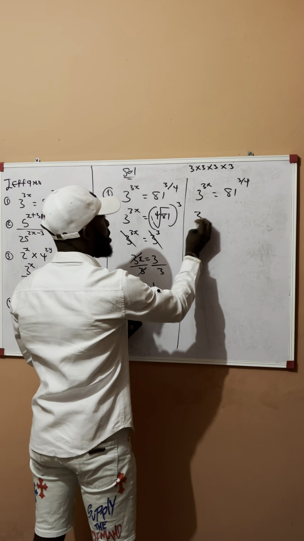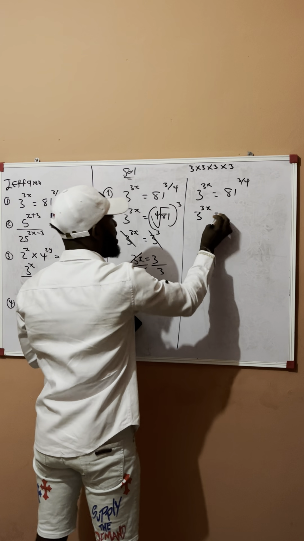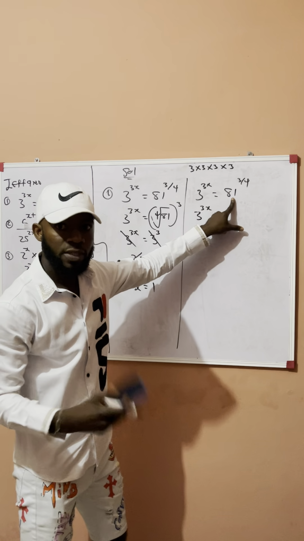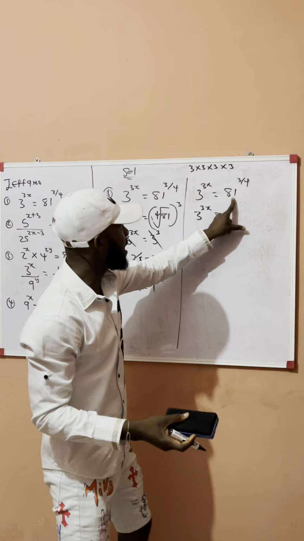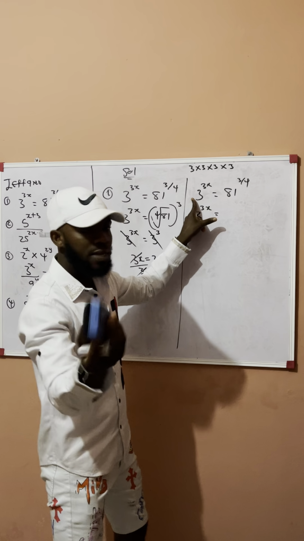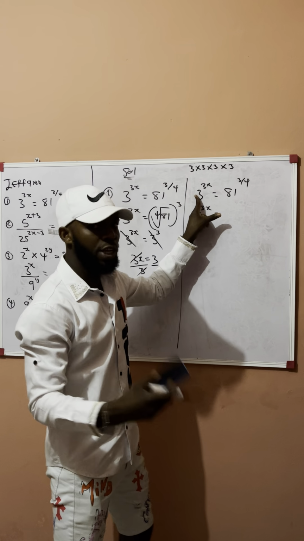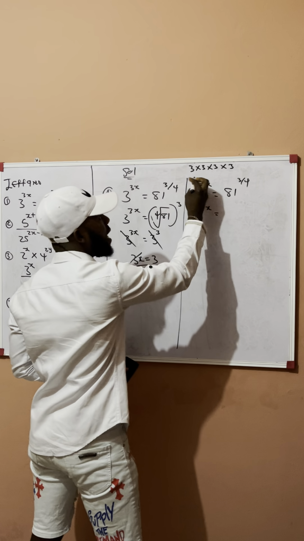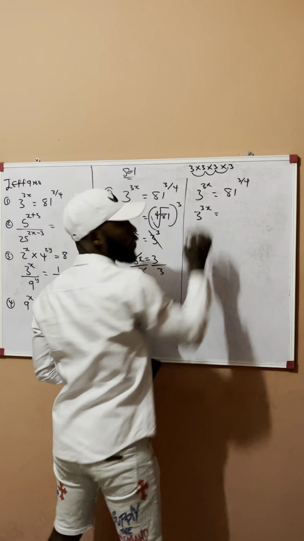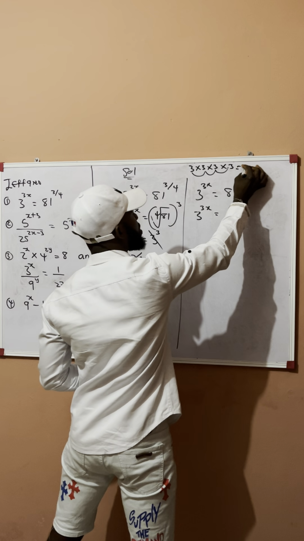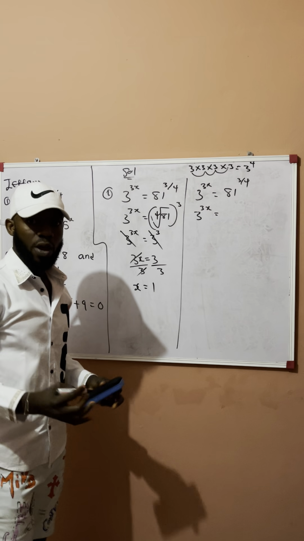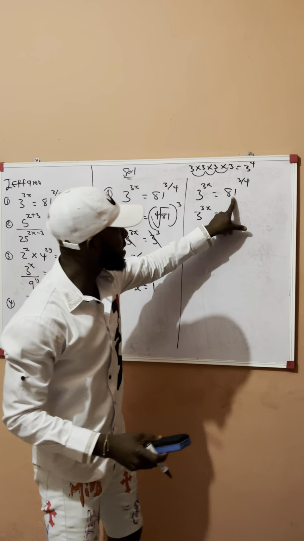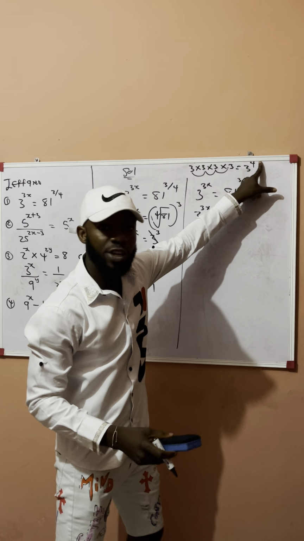Now, this is 3 raised to the power of 3x. Now, the question is, my base here is 3, but my base here is 81. So I will break 81 to base 3. Now, how can you break 81 to base 3? It means, how many times will you multiply base 3 to give you 81? And when we solved it here, it was 4 times. So it means 3 raised to the power 4 is the same thing as 81. So anywhere I see 81, I'll put 3 raised to the power 4.